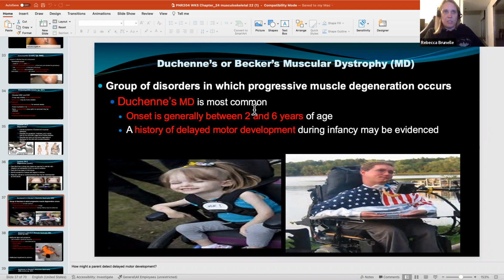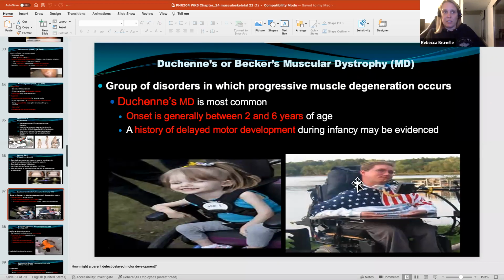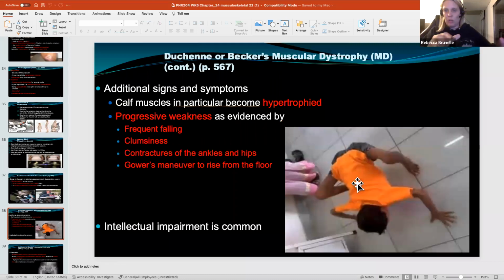So it says here 2 to 6. My experience has been a little bit on the younger side, not age 6, but you're going to notice that they're clumsy, they're not walking normally, and you're going to start to wonder what's going on. So this is a picture of this kid here. This is Gower's maneuver. So this is a kid with muscular dystrophy, and this is how he would try to get up off the floor.